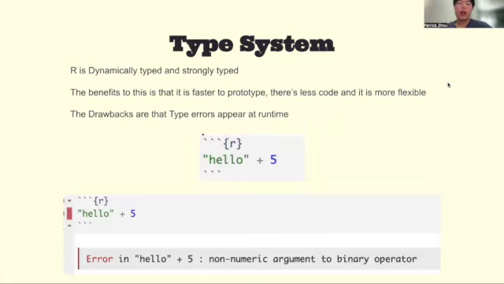Type system. R is dynamically typed and strongly typed. The advantage is that it's quick to prototype and requires less code, but the downside is that type errors are discovered at runtime instead of compile time. The example here shows what happens when we try to add a string and a number. R doesn't catch this until the code actually runs.